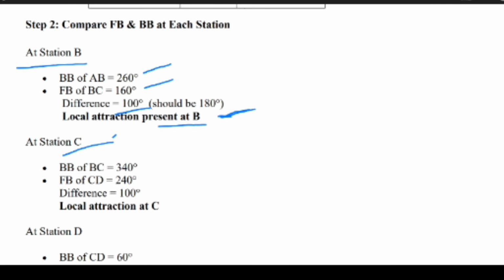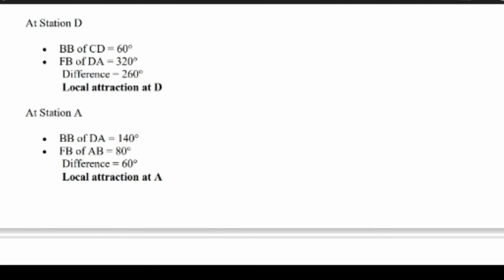Same way go for station C: back bearing 340, fore bearing 240. If you take the difference, this also gives 100 degrees. It should be exactly 180 degrees; then it would not be affected. It is less than 180 degrees, so it is affected by the next station.